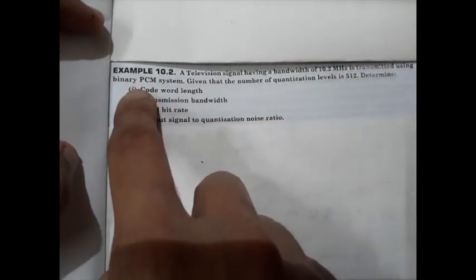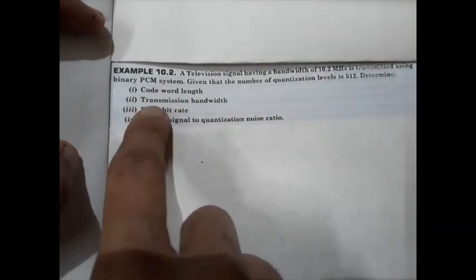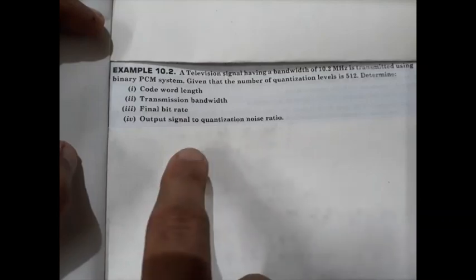Now we will consider another numerical problem. A television signal having a bandwidth of 10.2 MHz is transmitted using a binary PCM system. Given that the number of quantization levels is 512, determine the code word length, transmission bandwidth, final bit rate, and output signal to quantization noise ratio. So this is the problem. So let us try to solve this problem.